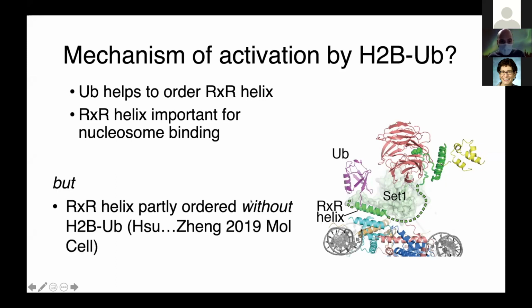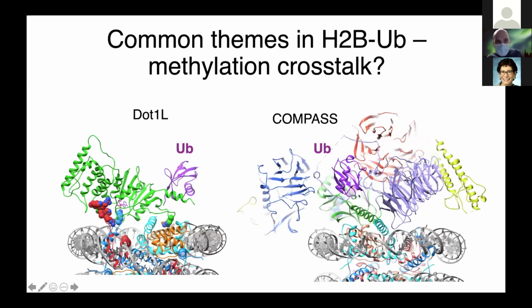However, there was another structure of a different yeast COMPASS complex that was published by the Zheng lab that also included a structure of COMPASS bound to a nucleosome that did not contain ubiquitin. And the position of this RxR helix was more or less the same, and ubiquitin binding was not impaired. So I guess the jury is still out on exactly how ubiquitin is able to stimulate this enzyme.